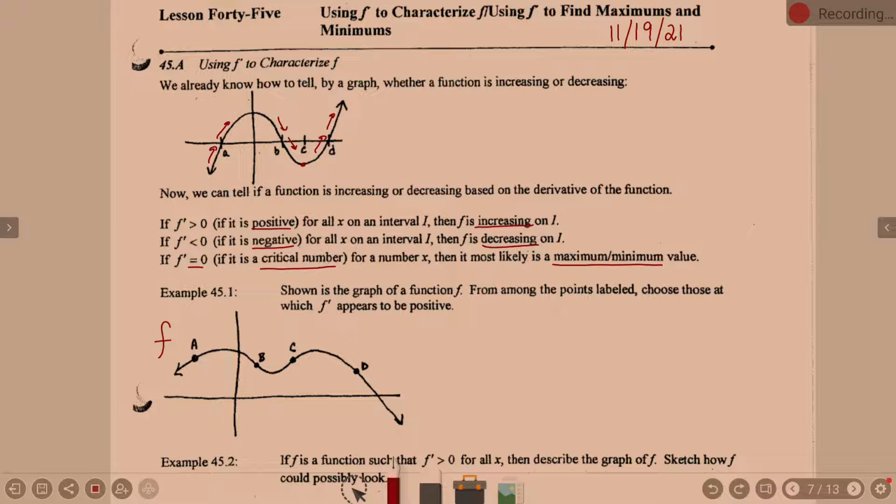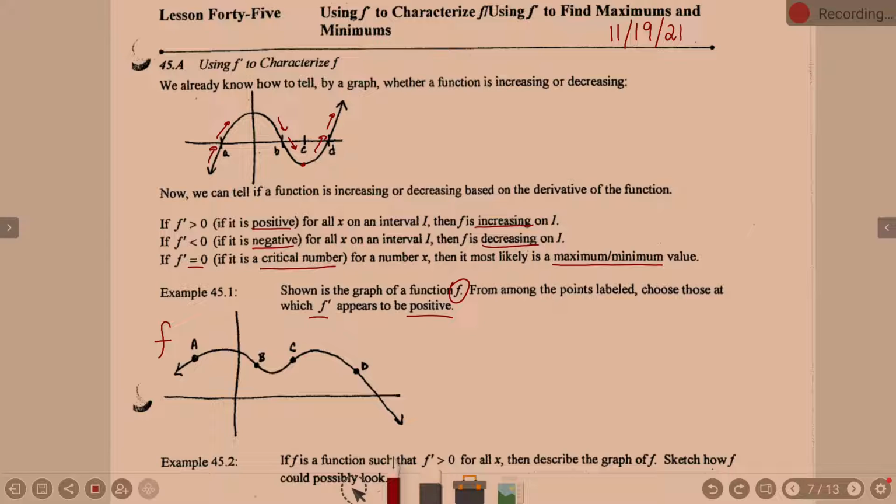So based on the fact that this graph is f, we want to know where f prime would be positive. A and C. Why A and C? I was thinking increasing, which means that the derivative is greater than 0. That's what the top said.